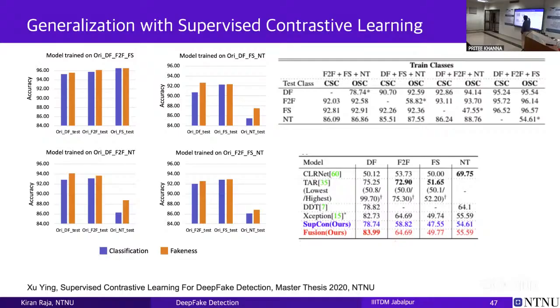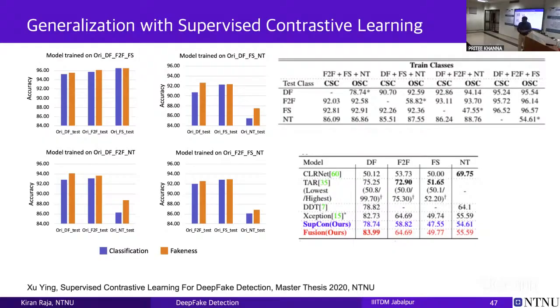If you have FS plus F2F plus FS plus NT, I am using three different kinds of data sets to train. And then if I'm testing on an unknown data set, I see that the accuracy is around 78%, and the general accuracy increases because this has seen 1, 2, 3 different kinds of data sets. The more diverse the data set it sees, the better the system becomes. So it is now 78% here.